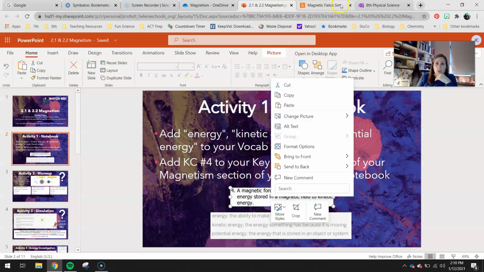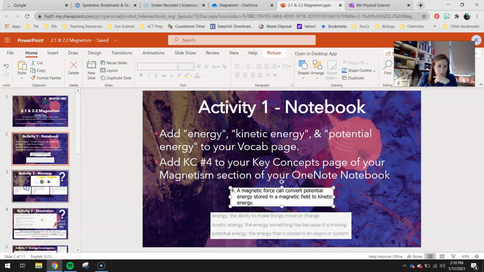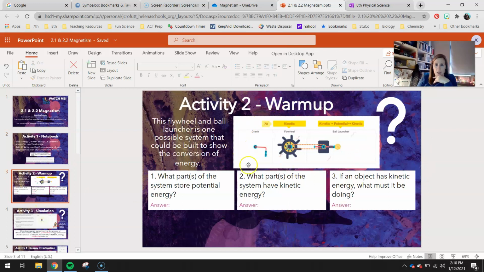Okay. Moving back into today's lesson, your warm-up. So you have this diagram. Again, this should look fairly familiar to you guys from the simulation that we did back in the Harnessing Human Energy unit. So this flywheel and ball launcher is one possible system that could be built to show the conversion of energy. So we have a lot of conversions here between potential and kinetic energy. So what part or parts of the system store potential energy? So there's several parts where you guys will see potential energy throughout this system. It could even be part of the person cranking the energy. They have to eat their food, which has a lot of potential energy in order for us to even be able to move our arms on that hand crank.